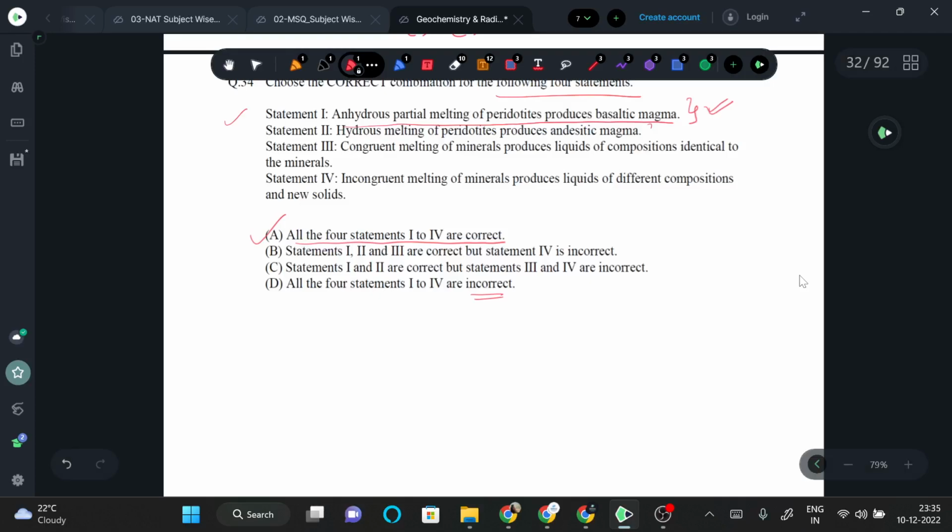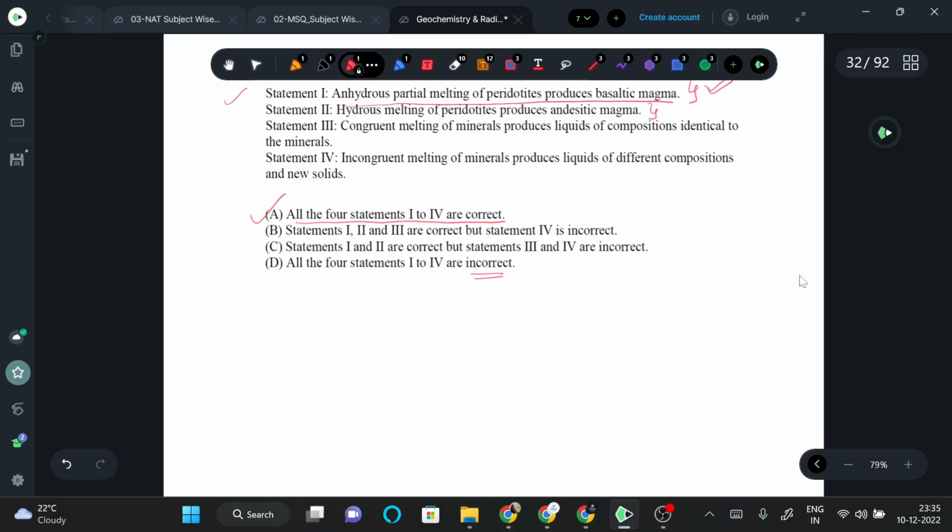Second statement, this is also the same. I'll just draw it here. Let's say this is a subduction zone. And from here, due to heating, you get water flux, H2O flux. So what happens is this H2O flux forms andesitic magma over here. This is andesitic magma.